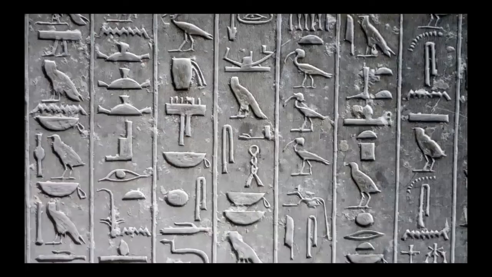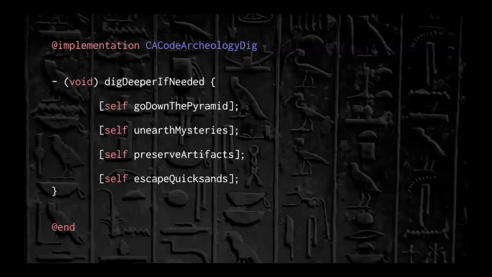For example, Egyptologists read the script of the ancient Egyptians, and it was called hieroglyphs. And I think iOS developers also had a very difficult script to read, and it was called Objective-C. And this inscription here is written in Objective-C, and it's actually the agenda for the presentation.